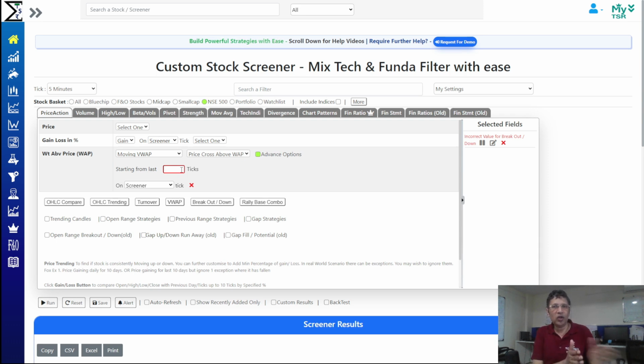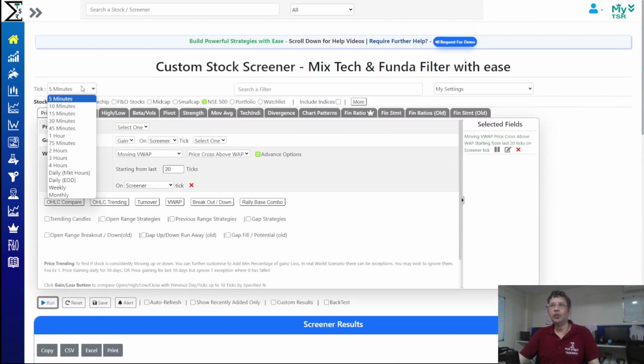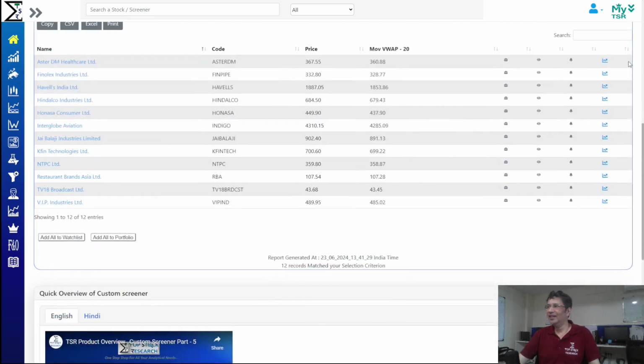Then you may want to start from that particular interval. So what you can do is, let's say some event happened 20 days back, and you want to calculate VWAP from that day, right? Again, you have all these options crossing above. So now what we do here is, instead of 5 minutes, we'll take daily tick.